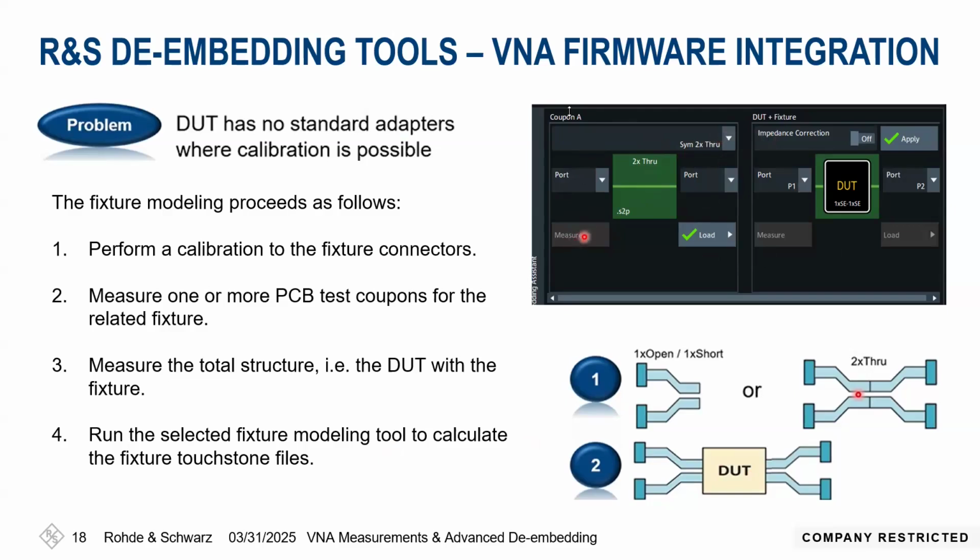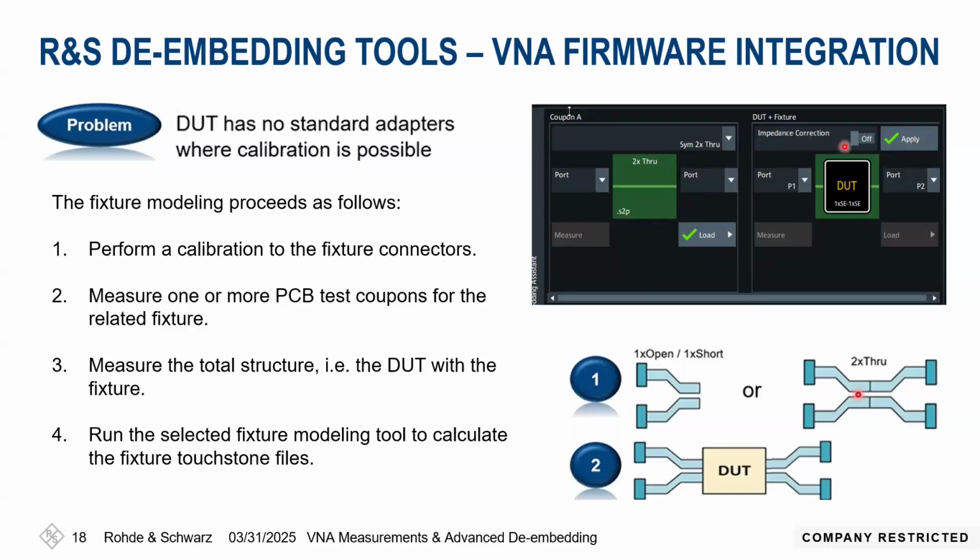You can either measure the coupon by connecting it through the VNA directly, or if you have the S2P file, you can load the S2P file. And then you connect a fixture plus DUT, and you can measure it. And then after hitting the apply button, the software algorithm runs in behind and compensates for this coupon, which was measured earlier.